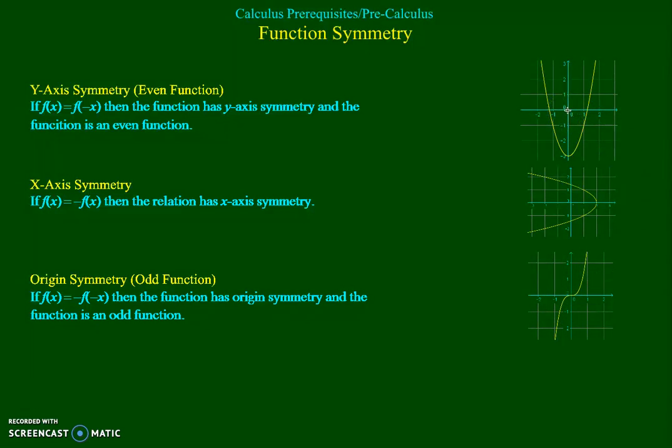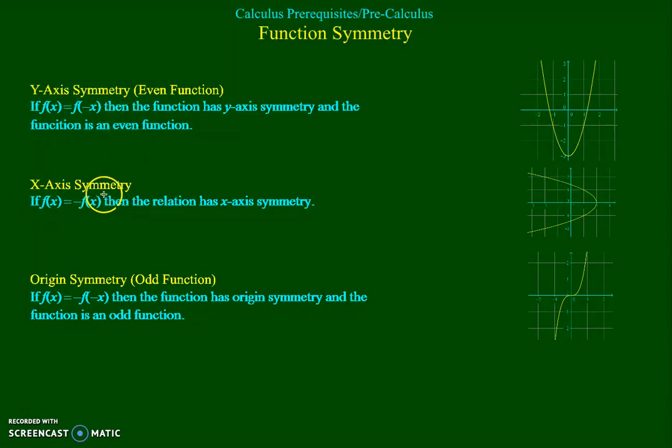In y-axis symmetry and origin symmetry, these two are functions, and by definition, if a relation has x-axis symmetry, it can't be a function. The tests for the various types of symmetry are, first for y-axis symmetry, if f of x equals f of negative x, then the function has y-axis symmetry. In other words, if you replace the x value in the expression with a negative x value, and these two functions come out the same when you solve, then you have y-axis symmetry.